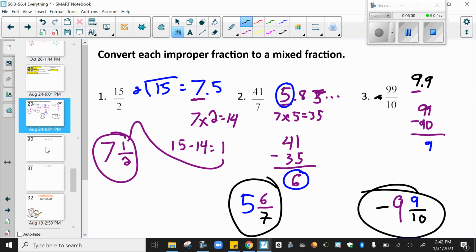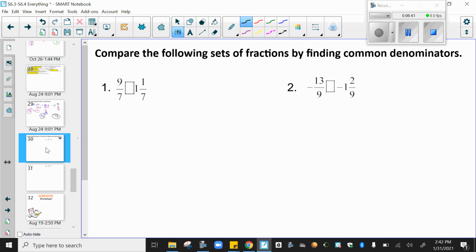All right, let's try some. We're going to compare them. We have to do all things first. I tend to think that it's easier to compare improper fractions, so I want to do the first step that we did. I'm going to keep 9/7 what it is, 9/7. I'm going to do this one: 7 times 1 makes 7, plus 1 makes 8, so this is going to be 8/7. I'm going to compare and say 9/7 is bigger than 8/7. So 9/7 is bigger than 1 1/7.